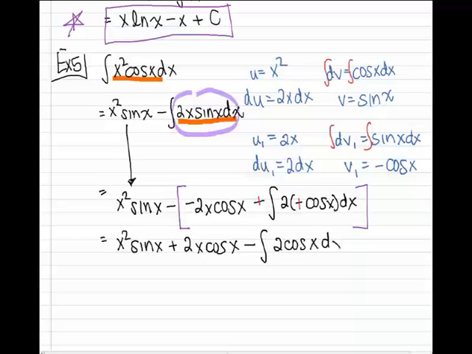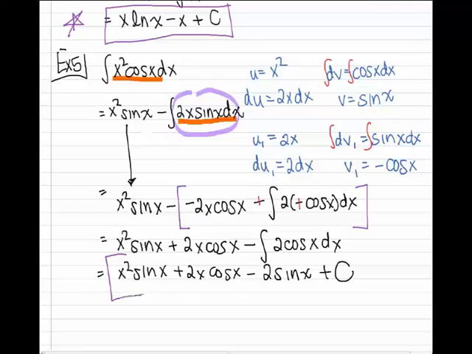In this last part now, we can integrate it. You can integrate it to sine x easily. So once we do that, we'll have our answer. So that's minus 2 sine x. I'm done with all my integrals. I write my plus c, and that's my answer.